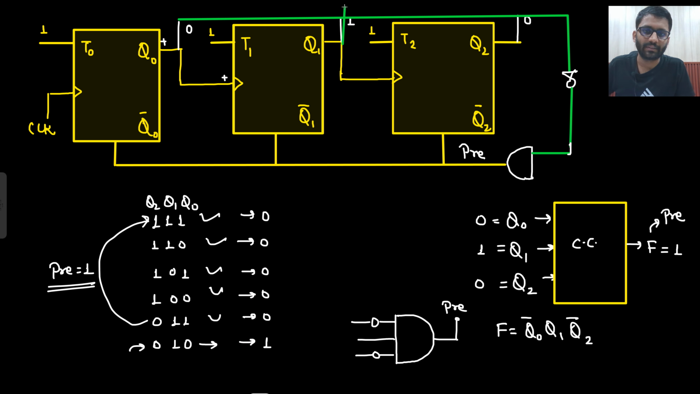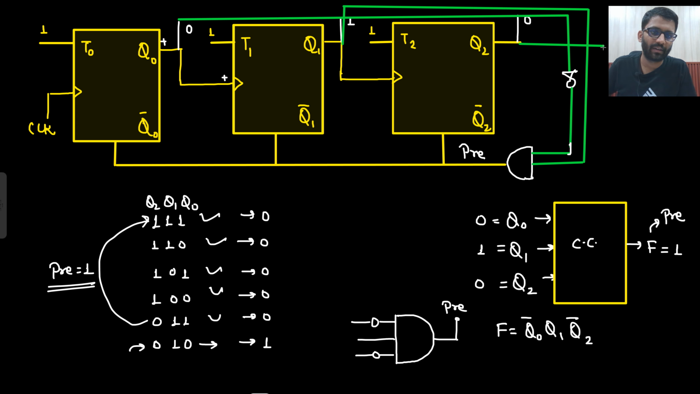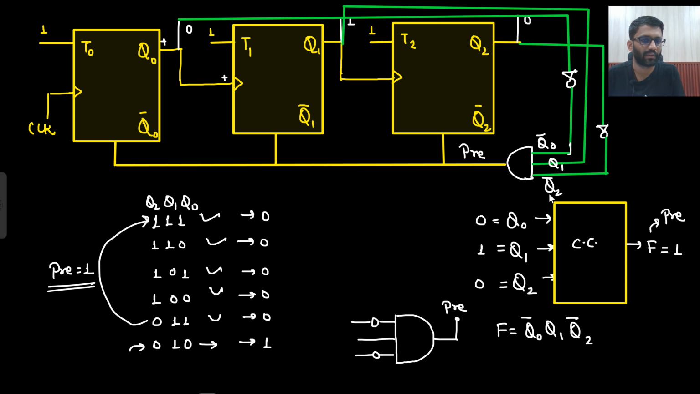Q1 will come as it is. And what about Q2? Q2 will also be inverted and will be fed here. So here you are feeding Q2 bar, Q1 as it is, and Q0 bar. And this will be 1 when pre will be 1. Pre will be 1 when Q0 is 0, Q1 is 1 and Q2 is 0.